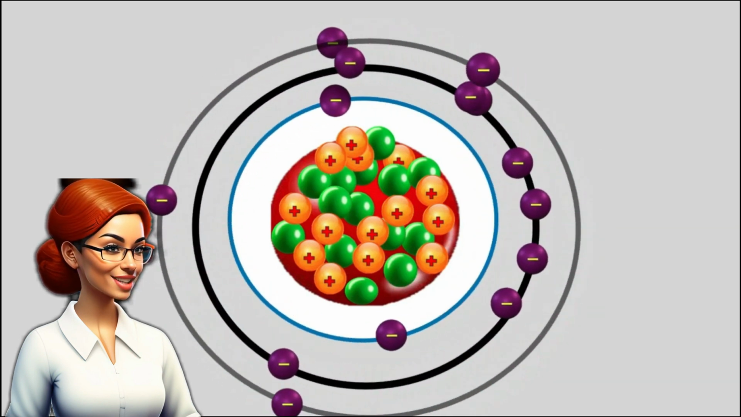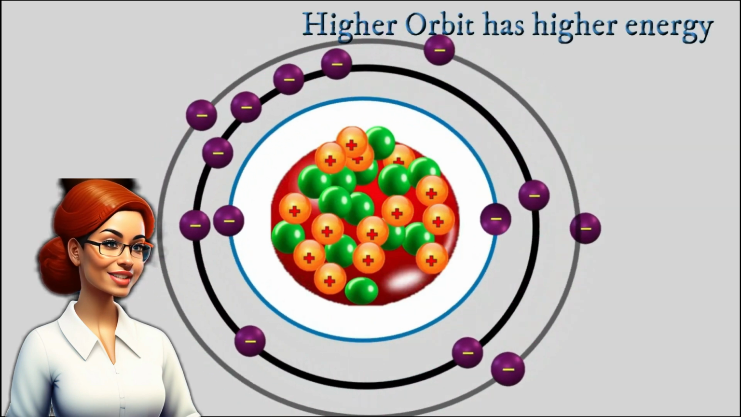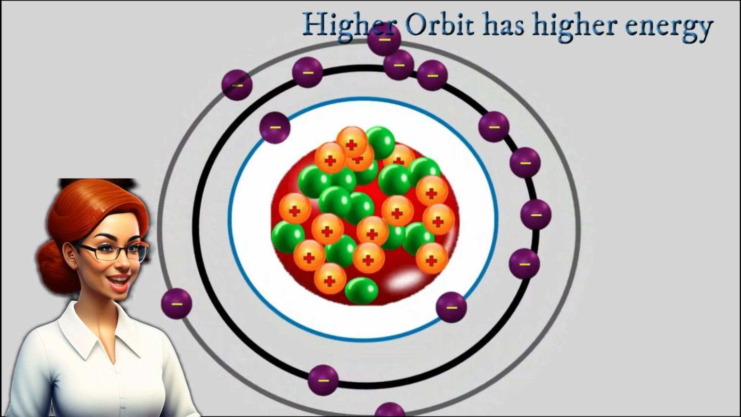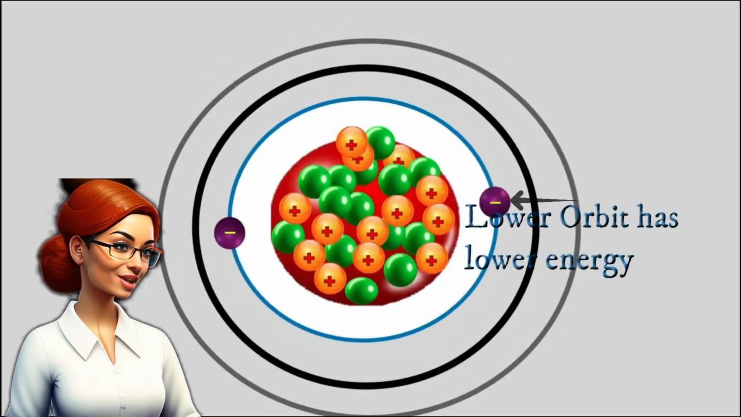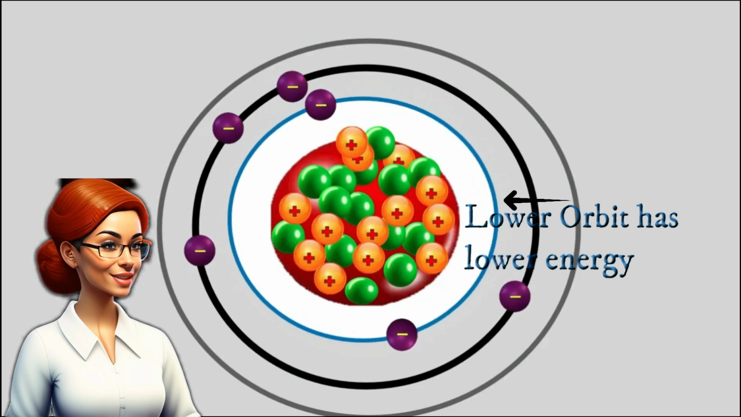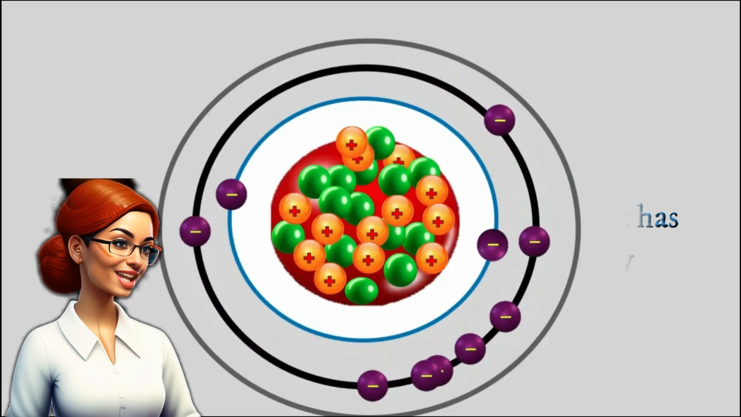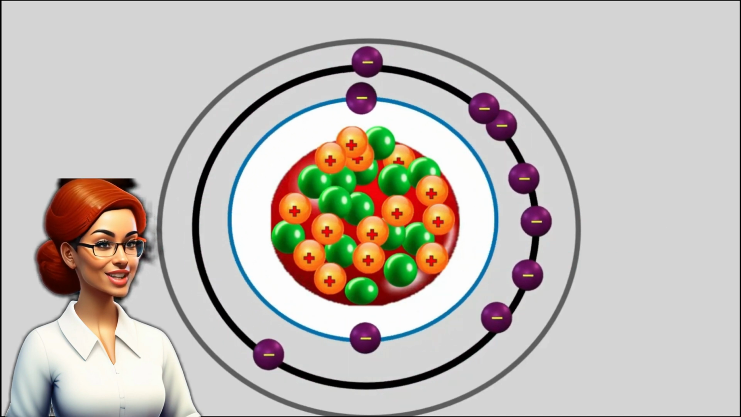He concluded that an electron will have more energy if it is located away from the nucleus. This means electrons in the higher orbit have high energy, whereas electrons located near the nucleus have lower energy. The electrons will not radiate energy as long as they continue to revolve around the nucleus in the fixed orbital shells.